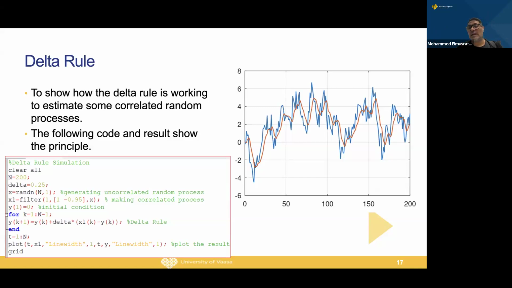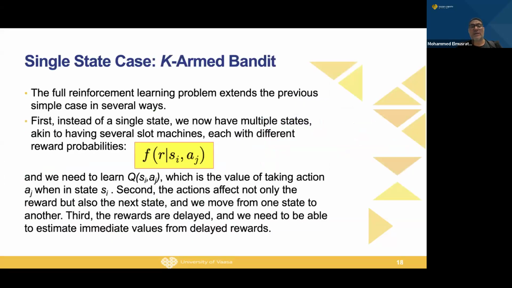It is well known, and I'm sure that many of you have already seen such kind of algorithms in different signal processing courses. Okay. Now, the question is, what if we have different states, not a single state? We have now different states.